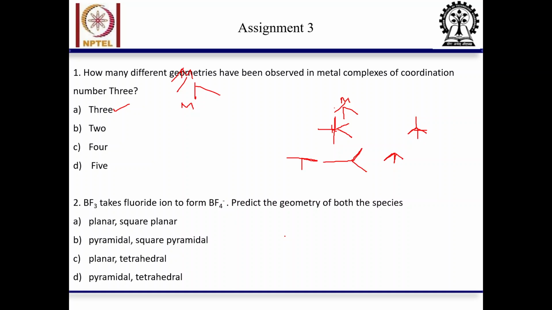Okay, planar tetrahedron. Yes, you are correct. So I will just write the structure. First BF3, it is trigonal planar. It's a very horrible design I'm able to make because my laptop has a problem. So this BF3 will basically be trigonal.